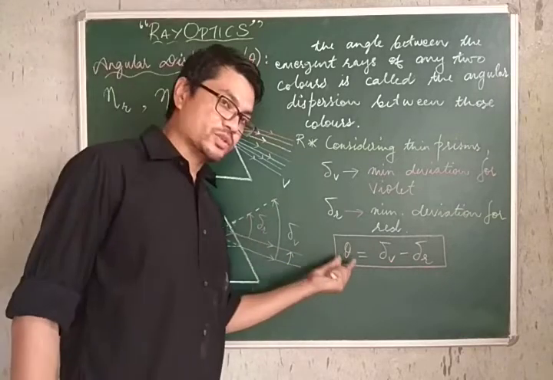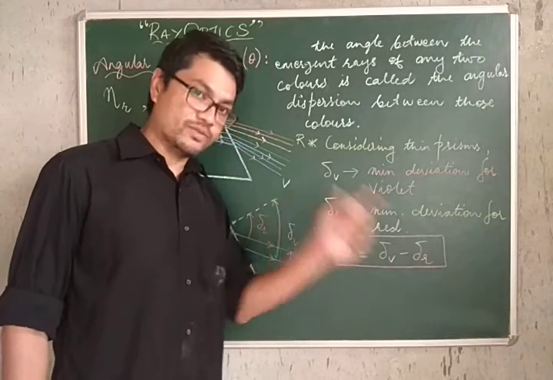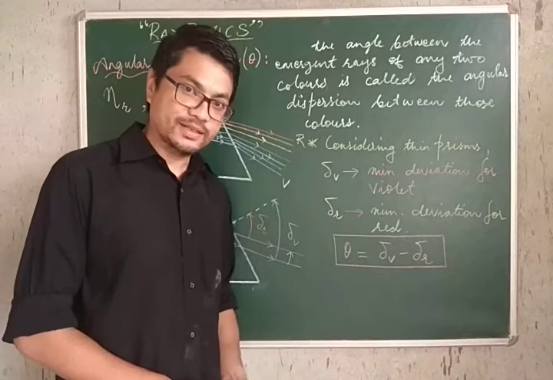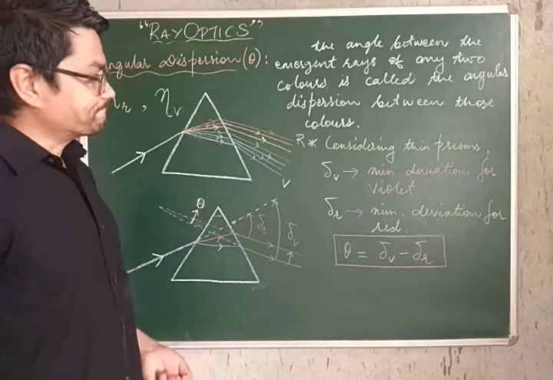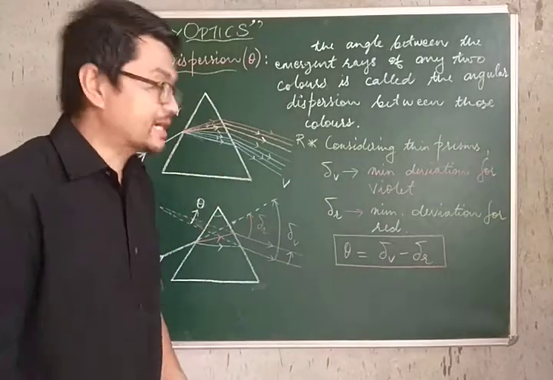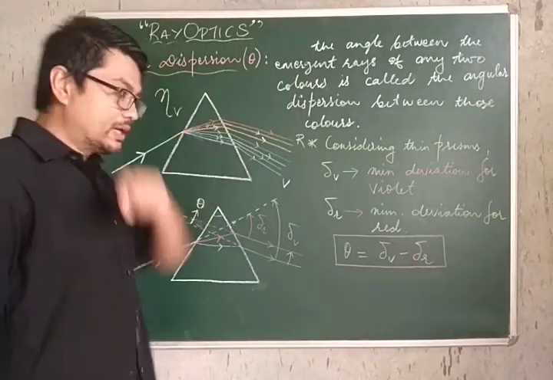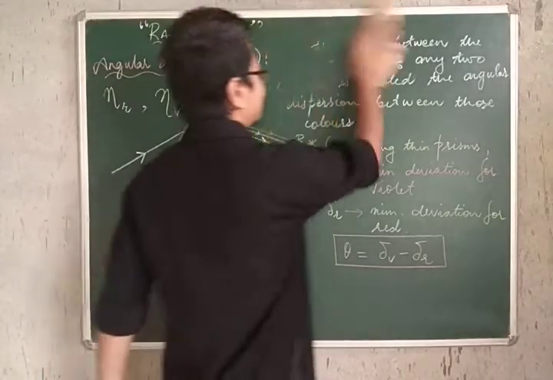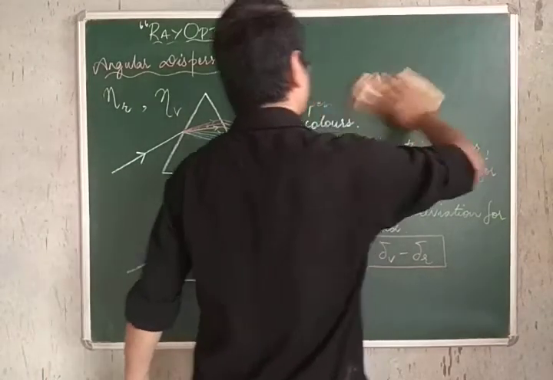So, angular dispersion theta between red and violet light is equal to delta V minus delta R. Okay, so this is how angular dispersion is defined, and here is its definition. You can pause the video and copy the things here because I'm going to erase this. That is the definition.